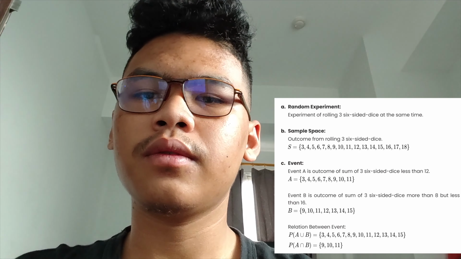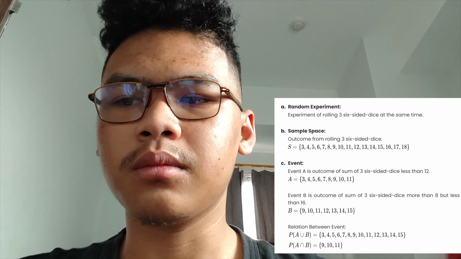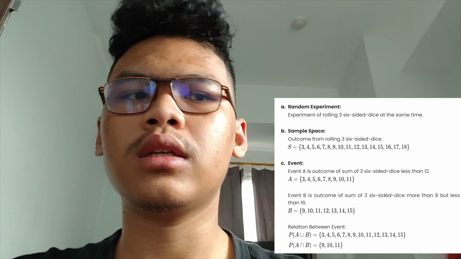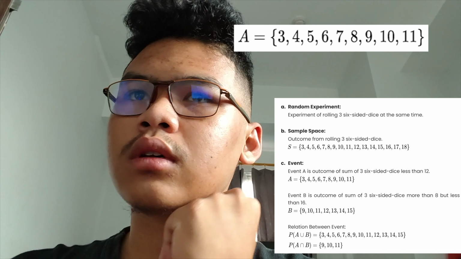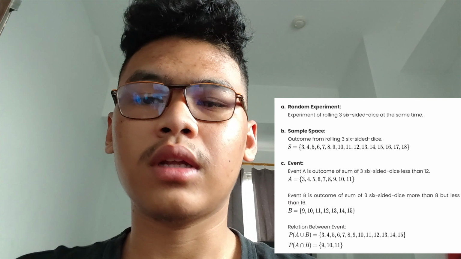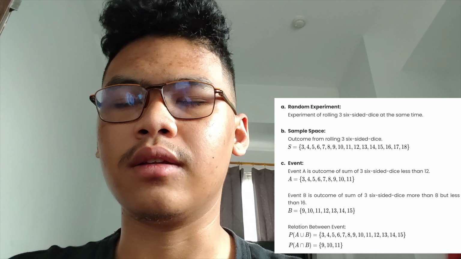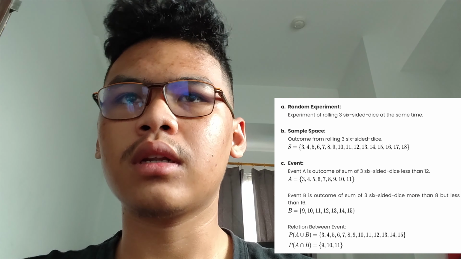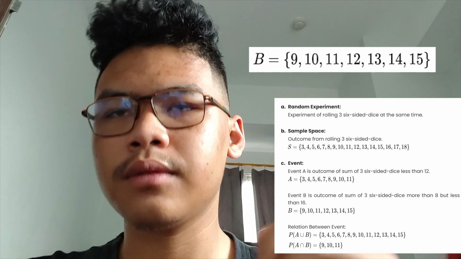From that sample space we can define some events. The first is the outcome of the sum of the 3 dice that is less than 12, and the sample space of the event is 3, 4, 5, 6, 7, 8, 9, 10 and 11. The second is the outcome of the sum of the 3 dice that is more than 8 but less than 16, and the sample space of this event is 9, 10, 11, 12, 13, 14 and 15.